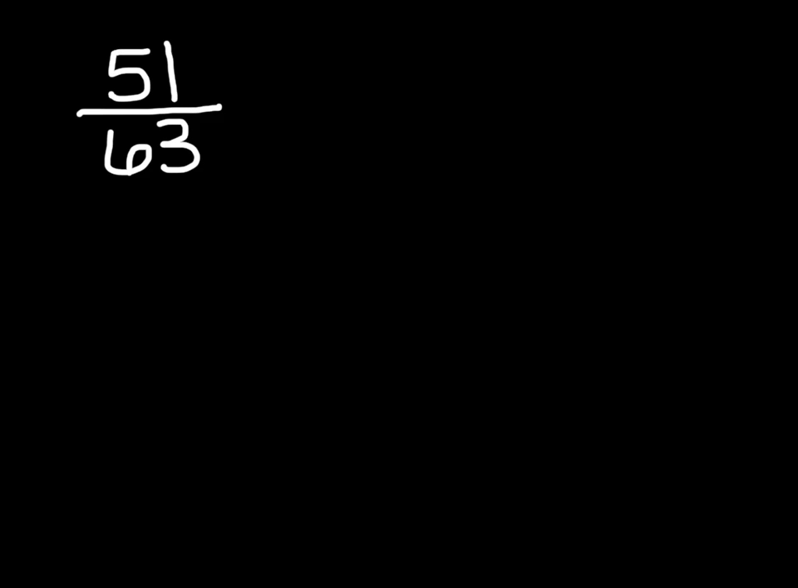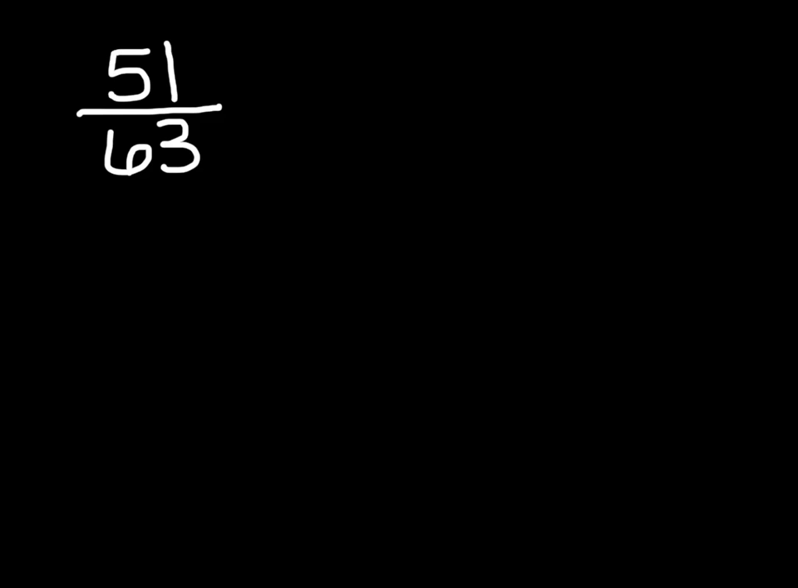I am going to show you an example of simplifying a fraction where your divisibility rules come in handy. If I look at the fraction 51 over 63, there's nothing that jumps out at me right away that I can divide both of these by. So I'm going to go through my divisibility rules. My divisibility rule for 2 is to check for even numbers. Neither of these are even, so I know I can't divide them by 2.